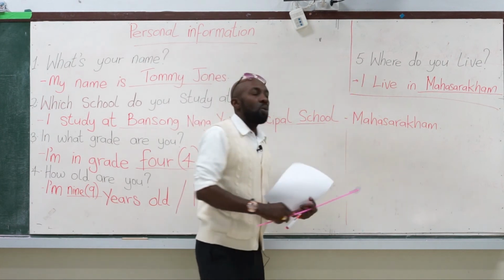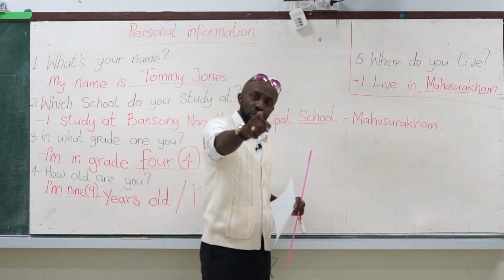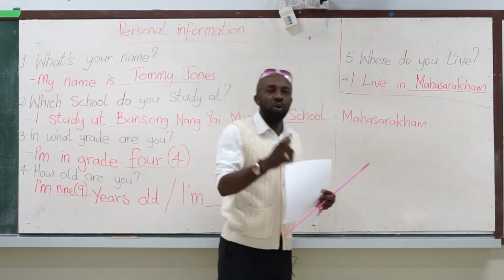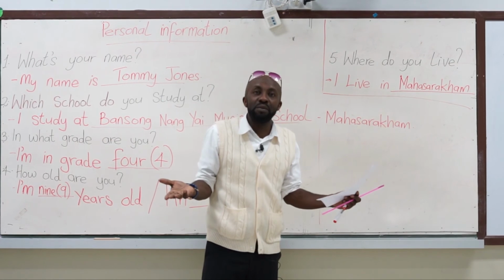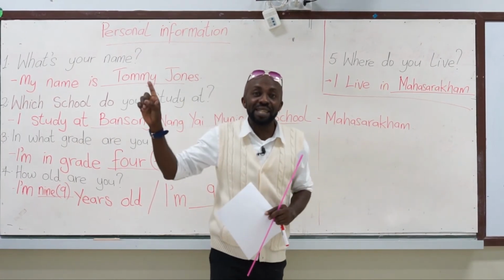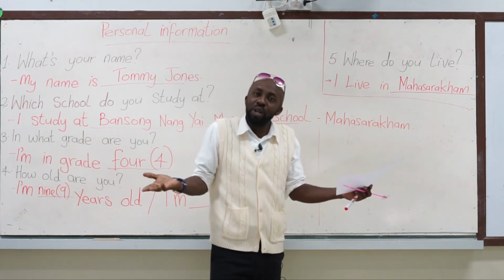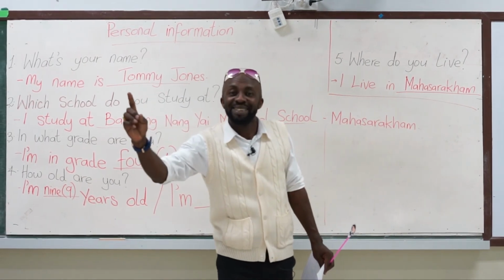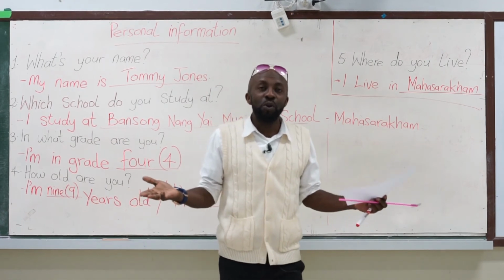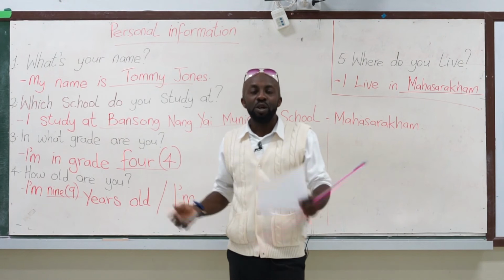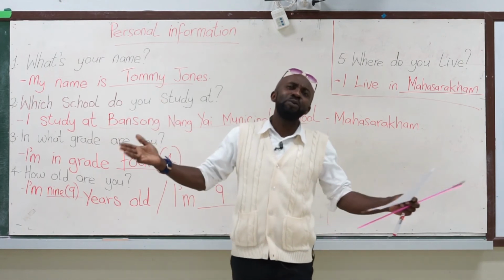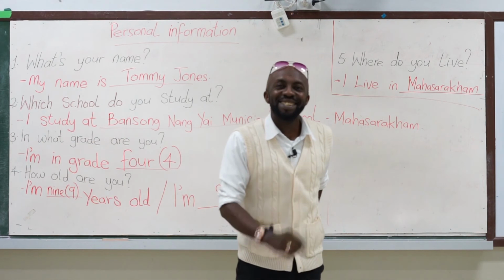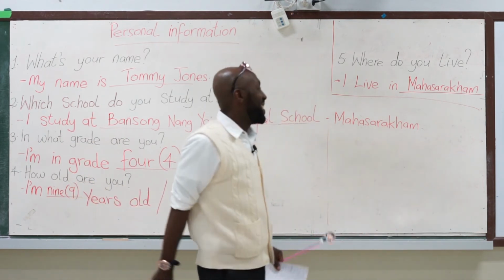Question number 5. Where do you live? Okay. I live in Mahasarakam. Good. Where do you live? I live in Kalasin. Good. Where do you live? I live in Borabu. Okay? Where do you live? I live in Roy Et. Where do you live? I live in Kampia village. Do you understand? Okay, thank you.